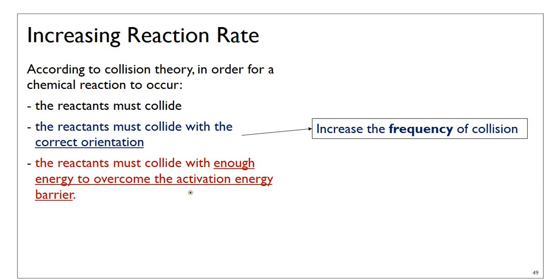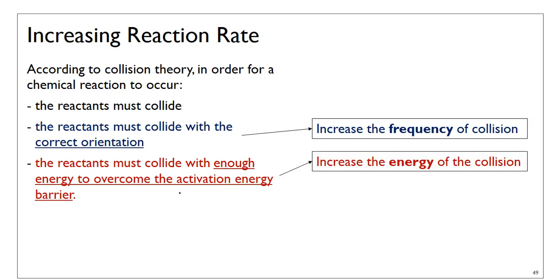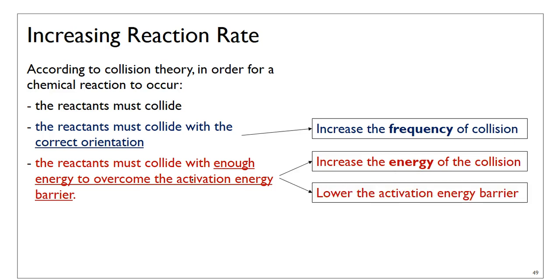The other condition is that reactants must collide with enough energy to overcome the activation energy barrier. And I think we've talked about this last lesson as well. If you want to increase the amount of energy that reactants have, that's one way to make sure that more reactants can collide with enough energy to overcome the barrier, or you can lower the activation energy barrier. So the first way, which is to increase the energy of the collision, is by increasing temperature, whereas you can lower the activation energy barrier if you have a catalyst. So we're going to talk about these two methods in a little bit more detail today.